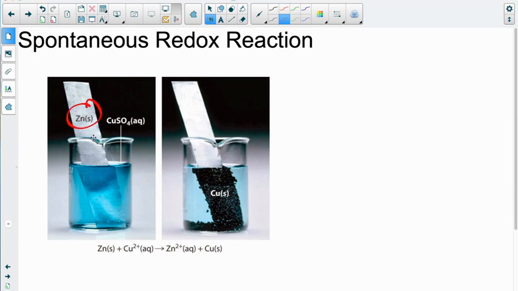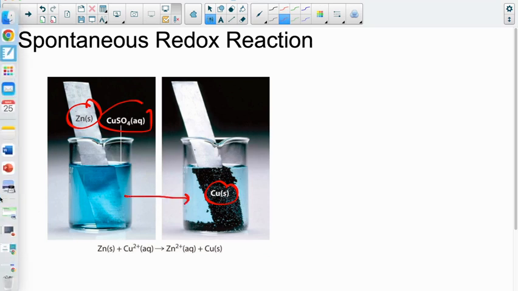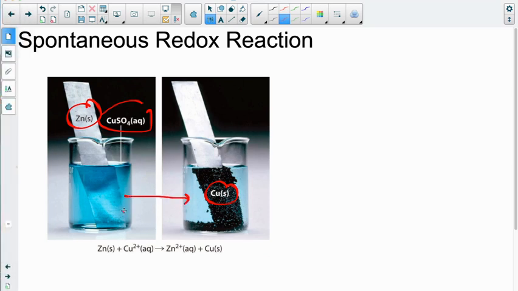When you place zinc metal in a solution of copper sulfate, a reaction happens. You form solid copper on the surface of the zinc, and the color of the solution becomes lighter. The original color of the solution here is due to the copper 2+ ions, and the reason it becomes lighter is because the copper 2+ ions are being converted into solid copper. So the concentration of the copper 2+ ions is decreasing.